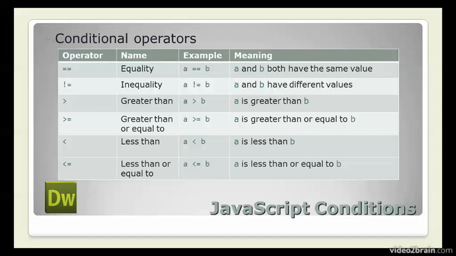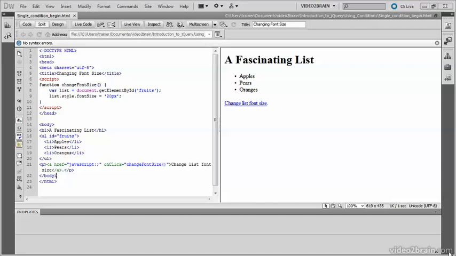To see if two values are different, you precede the equal sign by an exclamation mark. The greater than or equal to, less than, and less than or equal to comparison operators are the same as used in standard mathematics.